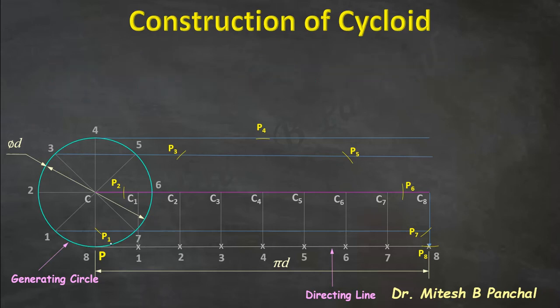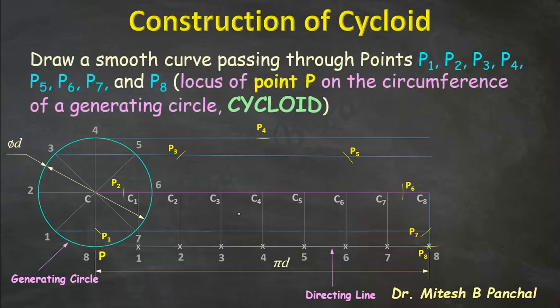So now we have obtained P1, P2, P3, P4, P5, P6, P7, P8. These are the different positions of point P when the generating circle rolls on a directing line. The line joining all these points with a smooth curve, that is the line joining points P, P1, P2, P3, P4, P5, P6, P7, P8, is nothing but the cycloid of a circle when it rolls on a directing line. So this is the construction procedure of a cycloid.